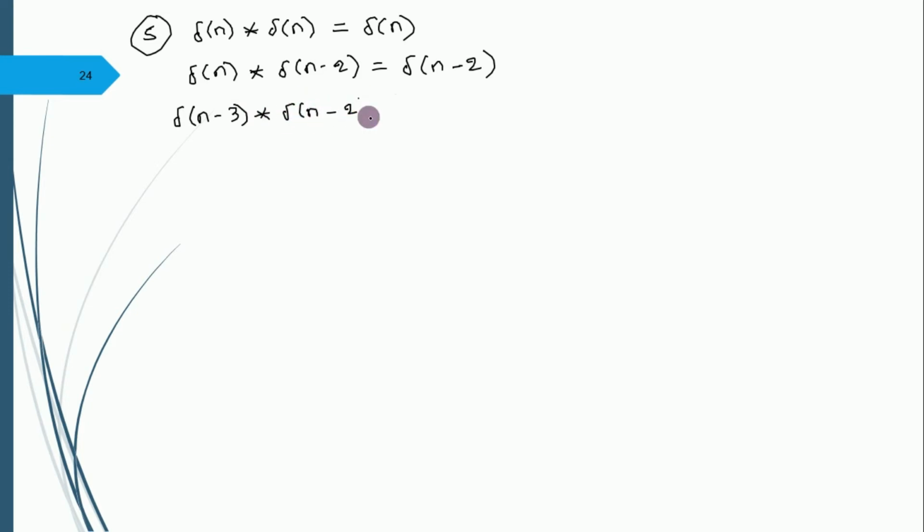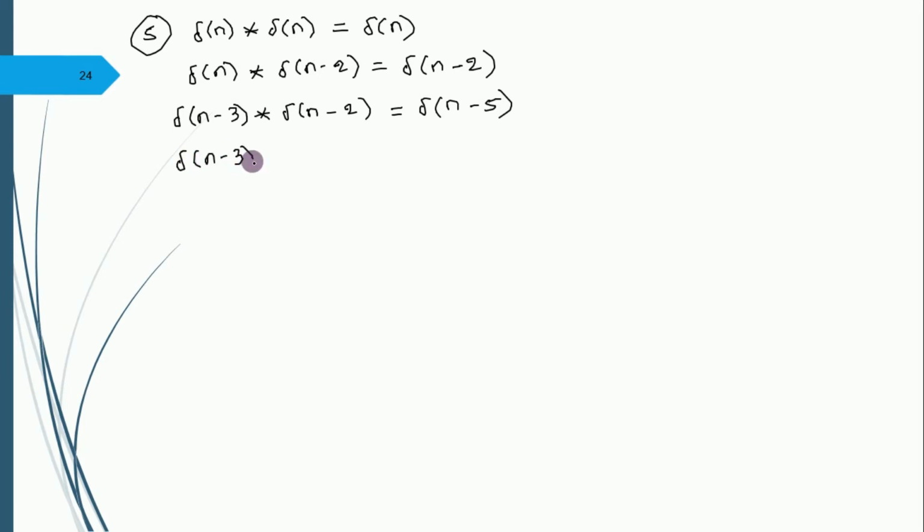Delta of n minus 3 convolved with delta of n minus 2 will result in, remember, what you are supposed to do is take minus 3 and minus 2, just take a sum of it. Minus 3 plus minus 2 will result in minus 5. Just write that. I'm giving you this hint.